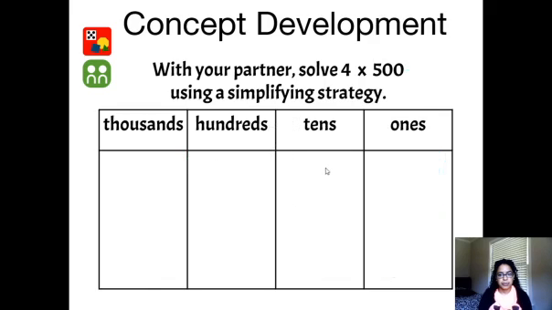Alright, next, moving along. So, with your partner, and again, I'll be your partner, solve 4 times 500 using the simplifying strategy. So hopefully this is becoming easier the more we're doing it. So we're going to do 4 times 5 times 100.